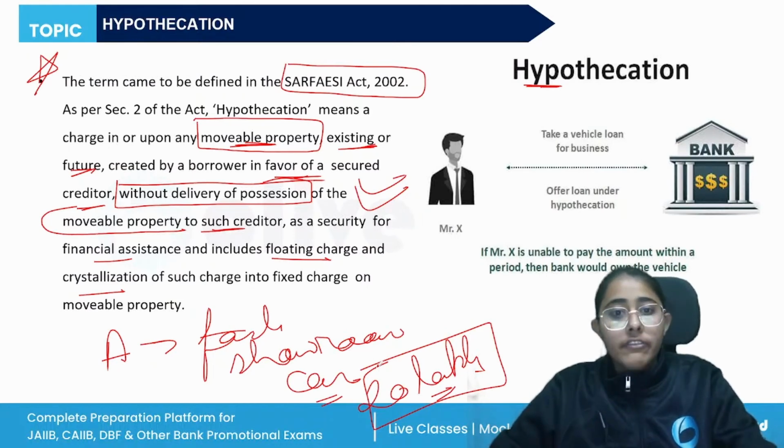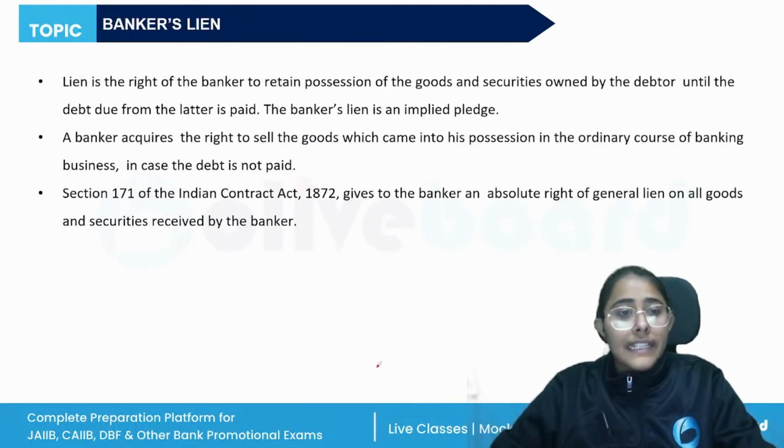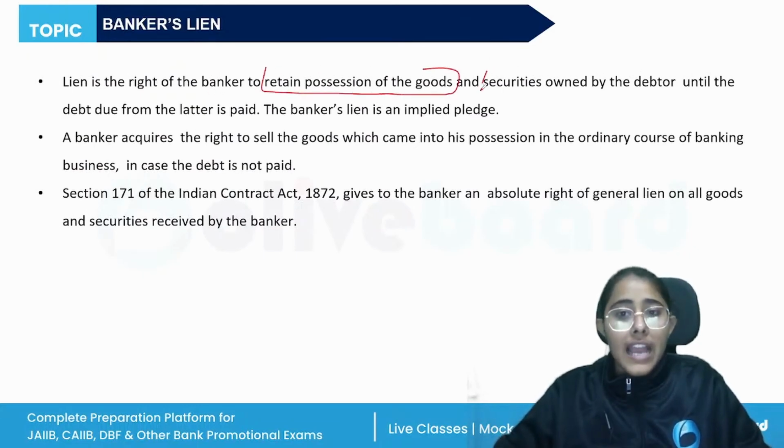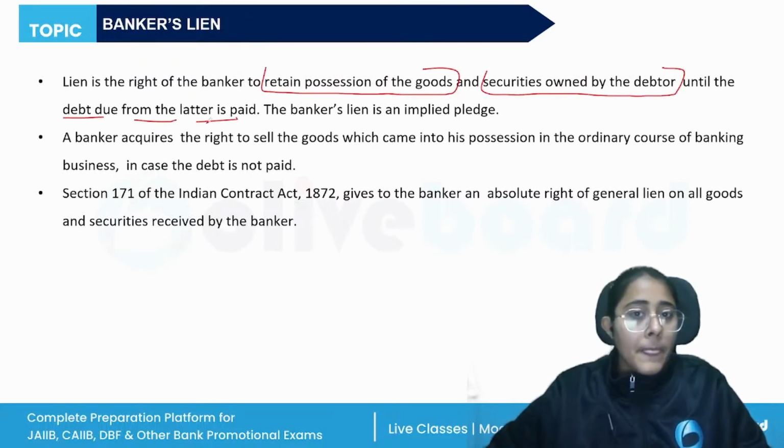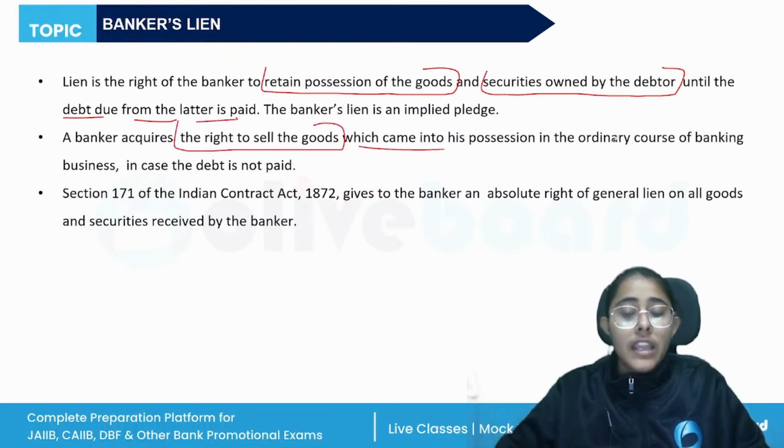Then we have the banker's lien. Banker's lien is the right of the banker to retain possession of the goods and securities owned by the debtor until a debt due from the latter is paid. So it is an implied pledge. Basically, the banker acquires the right to sell the goods which came into his possession in the ordinary course of business in case a debt is not paid.